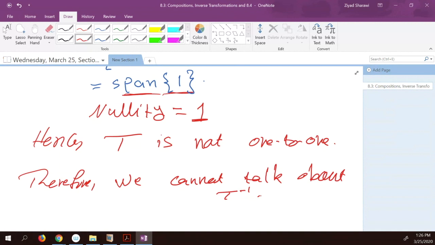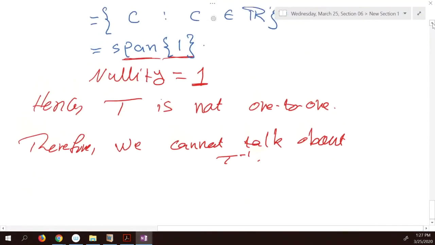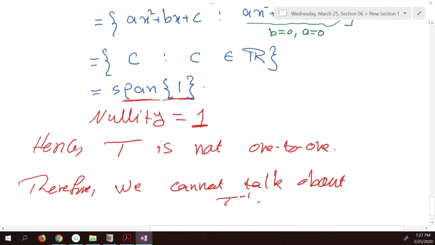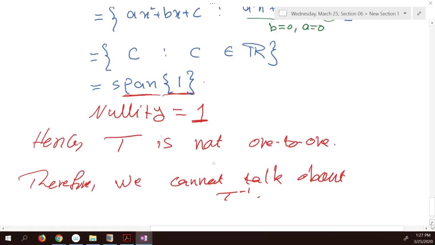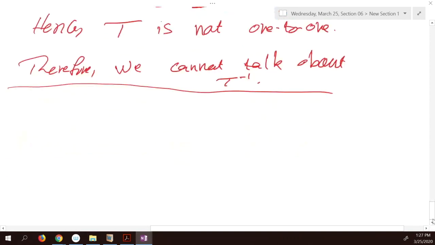Okay, any question about this? Any question about this one, this example? It is not onto, it is not one-to-one. We found the kernel, we found everything. Okay, all right, so now we are ready to move on and talk about the matrix of a linear transformation, or matrices.